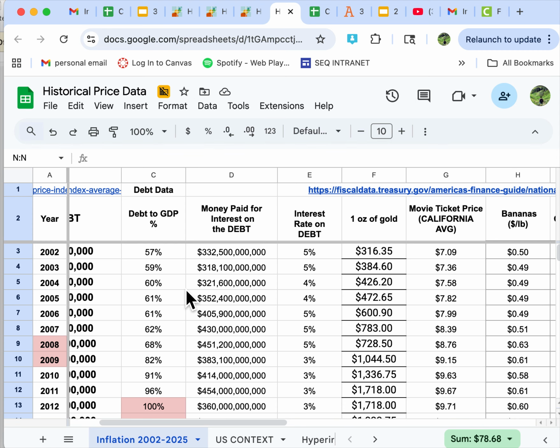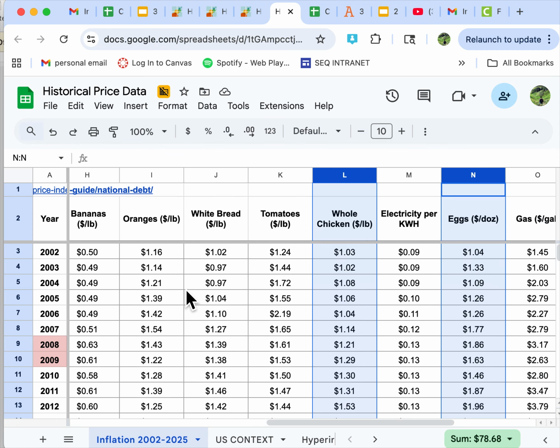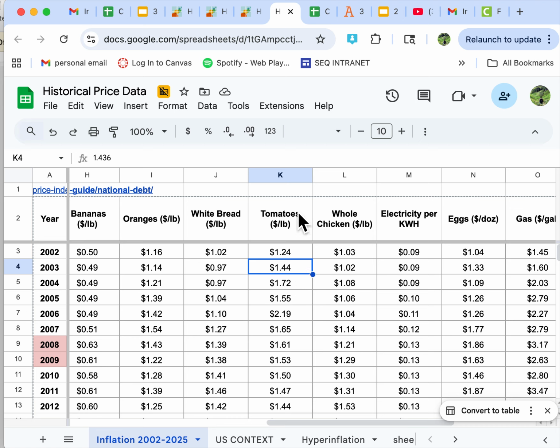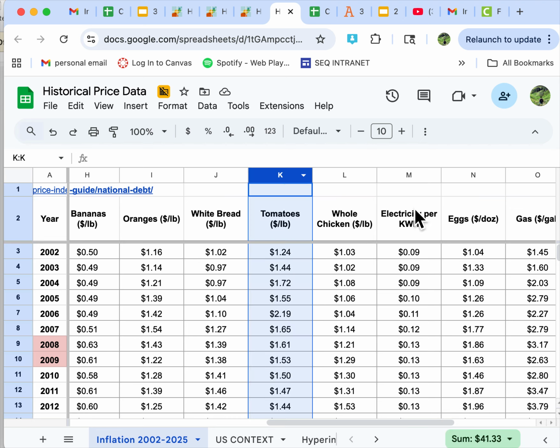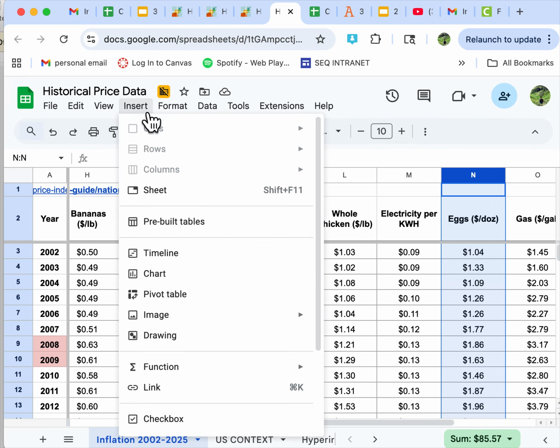Okay, so we have from 2002 some price history data, and let's say we want to compare how the prices have moved together of two of our variables. Let's say tomatoes and eggs. Okay, so I highlight both of those and insert my chart.